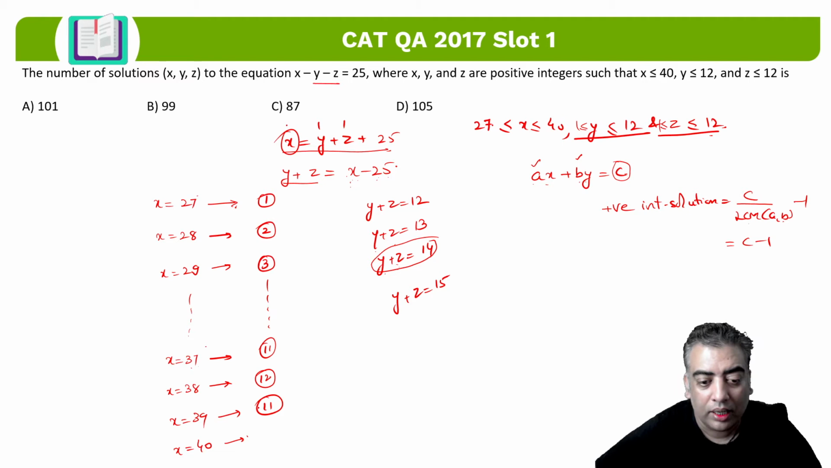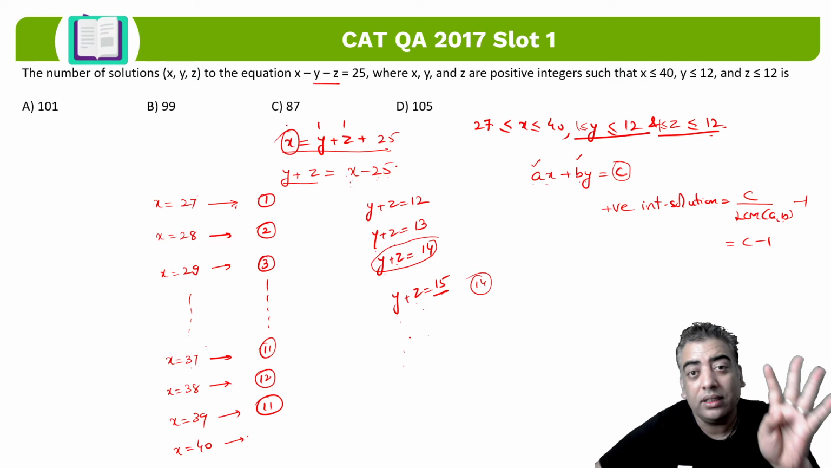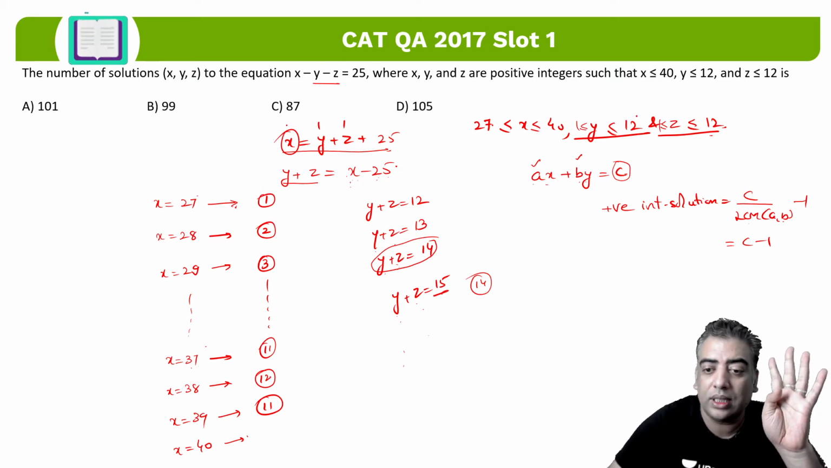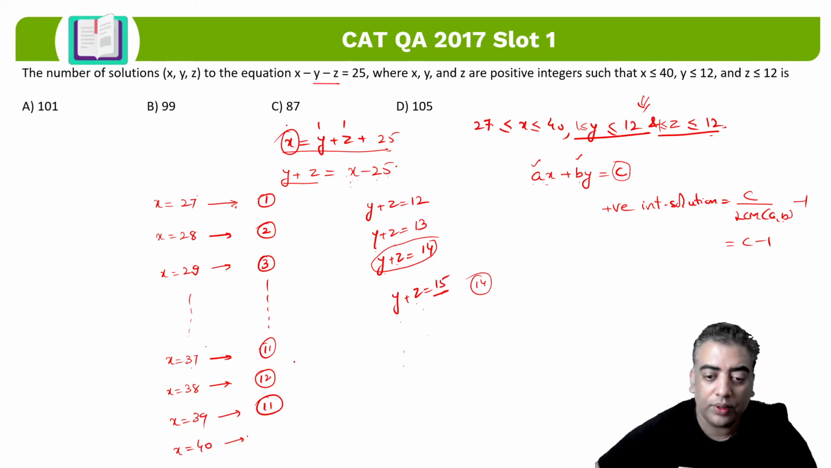Likewise, if you observe the next case, your total cases were 14. But 1 comma 14, 2 comma 13, 13 comma 2, 14 comma 1, these 4 cases will not be possible because they will violate these conditions. y and z go out of the range, which means total solutions will be 10.